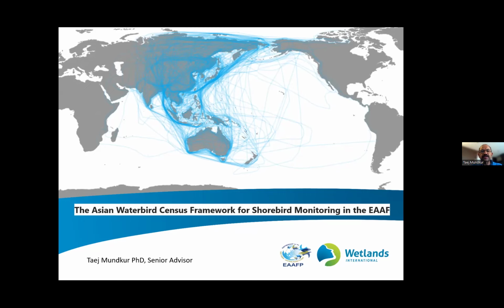Similar processes don't exist for the rest of the world except in the African-Eurasian region. So the discussions in the Ramsar meeting just now are about how we can have global processes to support updates of these estimates and trends. So that's just a little bit of context about how important the work that we are talking about is, feeding into a global process besides the flyway level work.